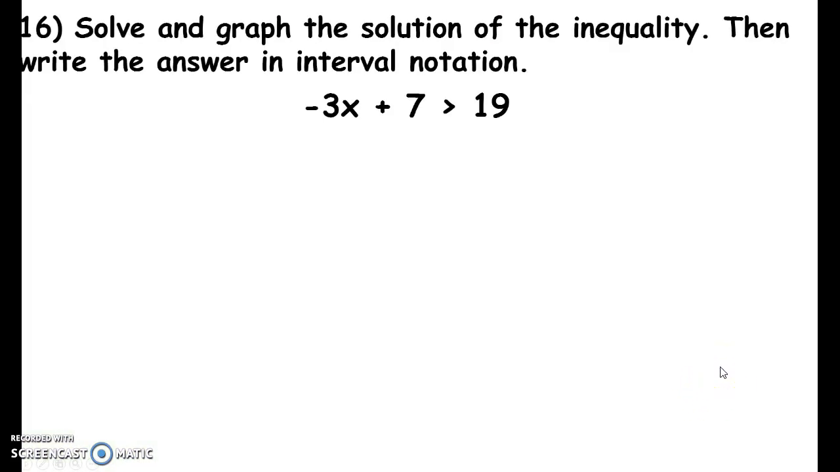Number 16 says, solve and graph the solution of the inequality, then write the answer in interval notation. Here's my variable. So on this side, I want to get rid of the constant first. The constant term is a +7. So let's subtract 7 from both sides, and I'm left with -3x equals 12. To get x by itself, I have to undo multiplication by -3. I'm going to divide both sides by -3.